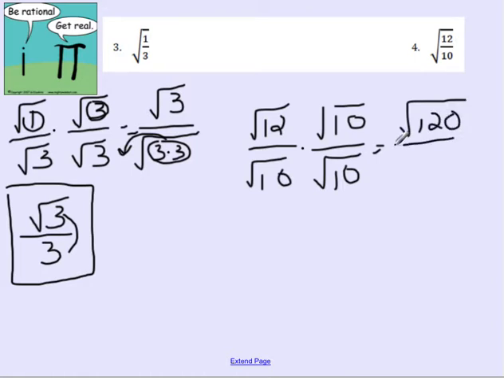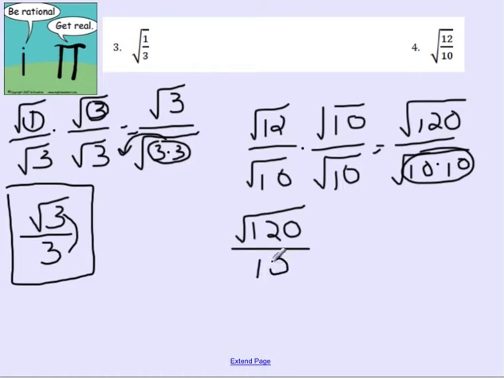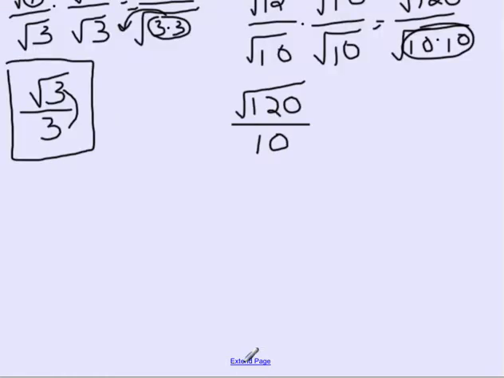Then underneath the radical, I'm going to have the square root of 10 times 10. So underneath the radical, I have two pairs of 10s. So I'm going to still have the square root of 120 on top, and then I'm just going to have my 10 on the bottom. Now before I can say I'm completely done, I need to check that 120 can't be simplified any further.